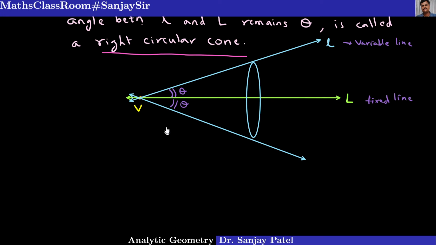This angle theta here is known as the semi-vertical angle of the cone. This fixed line is known as the axis of the cone. This variable line is called the generator of the cone. And this point, as you know, is always the vertex of the cone. We want to obtain the equation of such a right circular cone.